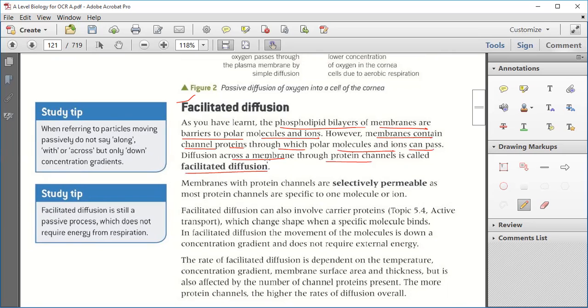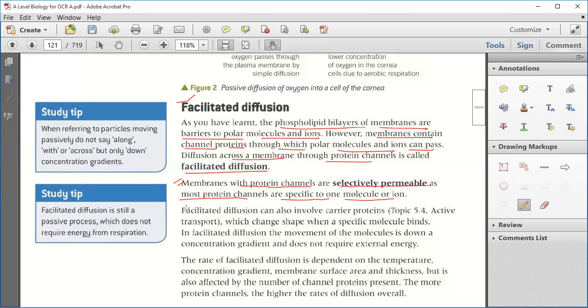Fine. Any doubt in this? Okay. So membranes with protein channels are selectively permeable, as most protein channels are specific to one molecule or ion. Clear? Any doubt up to this point?